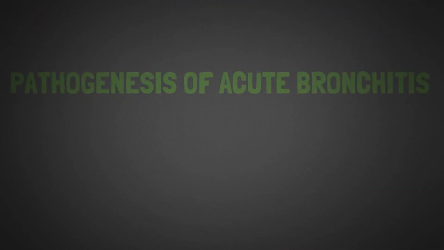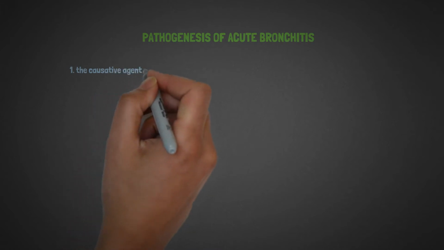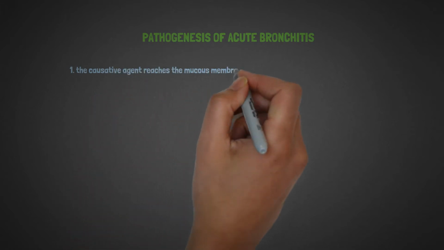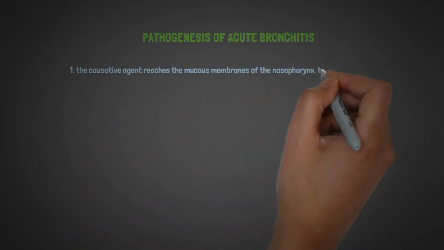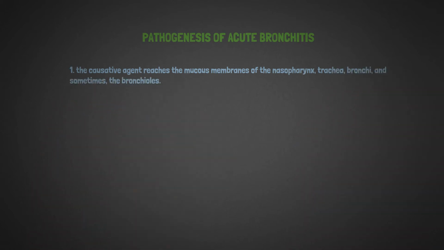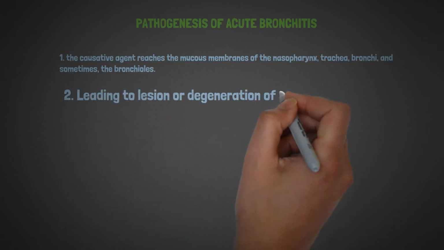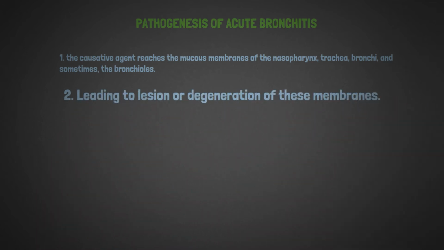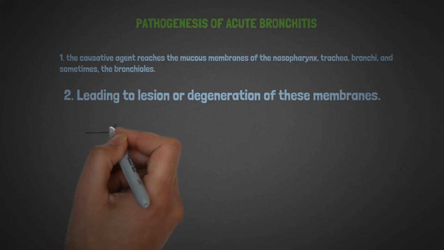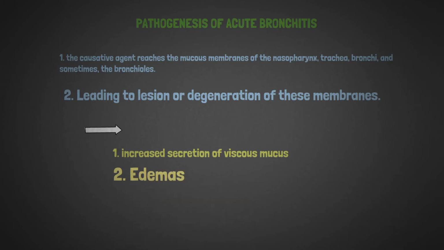The inflammation starts usually after infection by a viral or a bacterial agent. The inflammatory process starts after the causative agent reaches the mucous membranes of the nasopharynx, trachea, bronchi, and sometimes the bronchioles, leading to lesion or degeneration of these membranes. Inflammation in the bronchial mucosa leads to increased secretion of viscous mucus, edema, and bronchospasm.